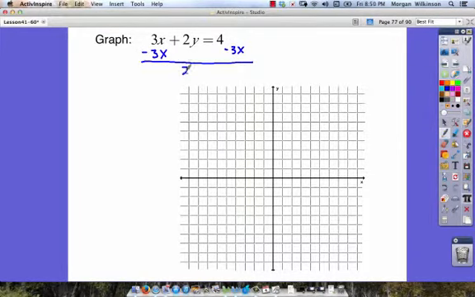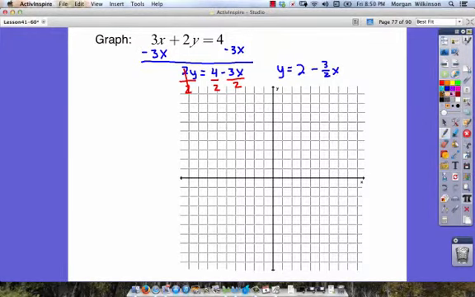We're going to be left with 2y is equal to 4 minus 3x. And then in order to get y by itself, we know that we're going to have to divide both sides by 2. 2 divided by 2 is 1. Divide by 2. Divide by 2. So now we're going to get our simplified problem. We get y is equal to 4 over 2, that's 2, minus 3 halves x.